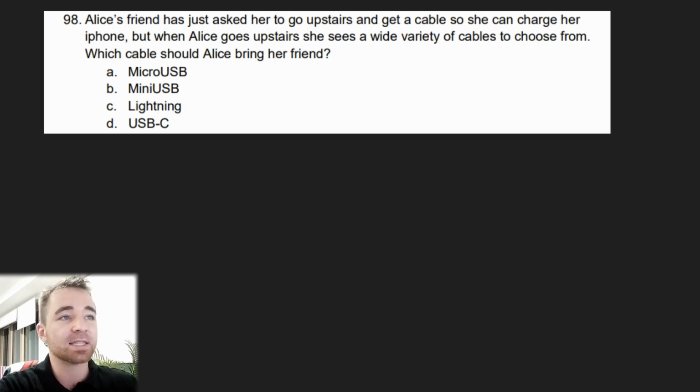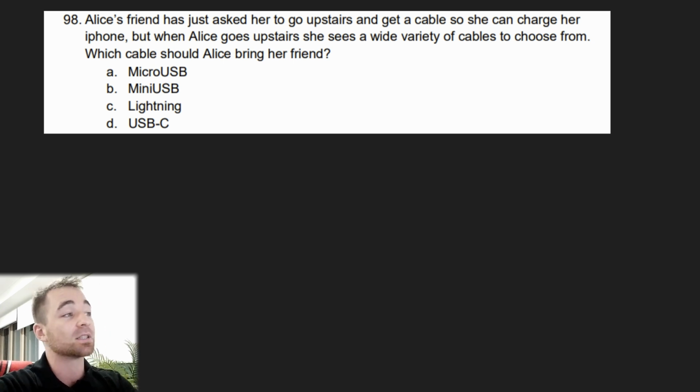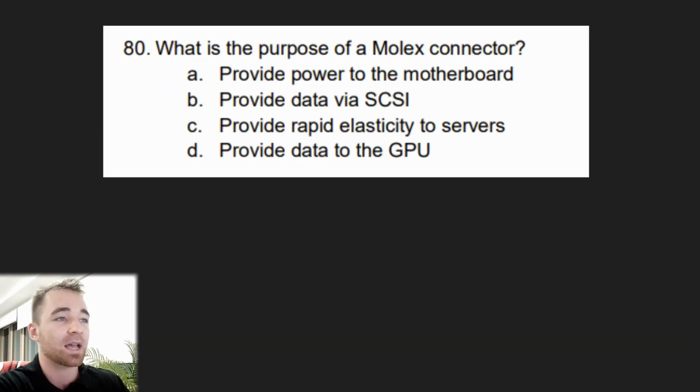Okay, next question reads, Alice's friend has just asked her to go upstairs and get a cable so she can charge her iPhone. But when Alice goes upstairs, she sees a wide variety of cables to choose from. Which cable should Alice bring her friend? A. Micro USB, B. Mini USB, C. Lightning, or D. USB-C. Pause the video if you need. Your answer coming in 3, 2, 1. It is Lightning. It is an Apple device. iPhone is Apple, which means it's going to use Lightning. Lightning is a proprietary connection cable.